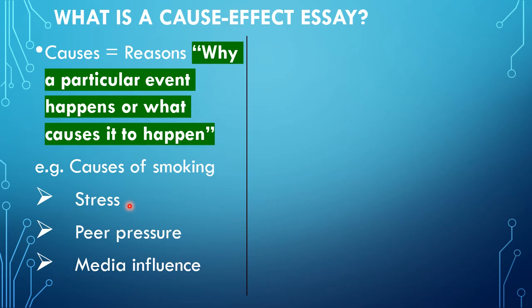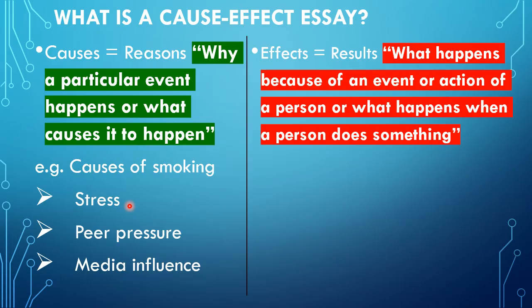Unlike the word cause, the word effect or effects refer to results. Not reasons, but results of a cause. So this one answers the question, what happens when somebody does something? Instead of answering the question why, they answer the question what. What happens when something happens? What happens when a person does something? So we focus on the results of an action or results of a cause.